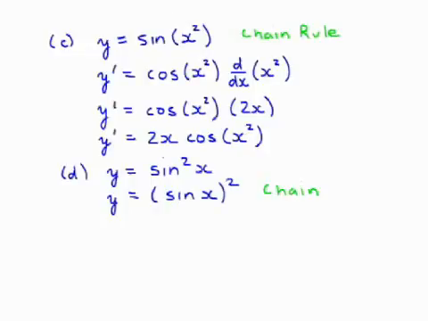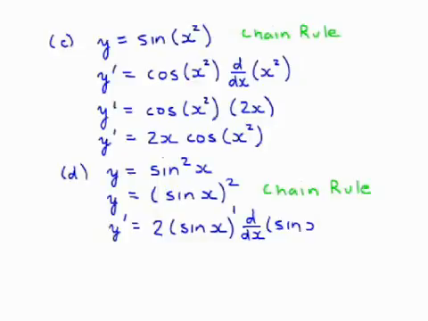So the chain rule states that we take the derivative of the outer portion and then multiply it by the derivative of the inner portion. So y prime is going to be equal to 2 times the sine of x raised to the 1, and then that's multiplied by d dx of sine x, that's the derivative of the inner portion. And when we complete the question, we end up with y prime is equal to 2 sine x cosine x.